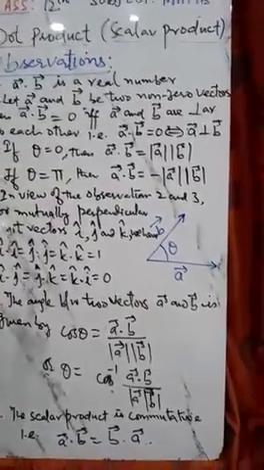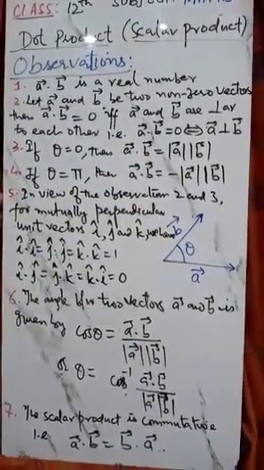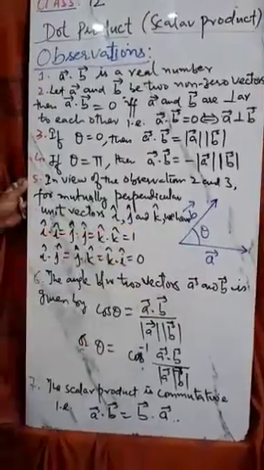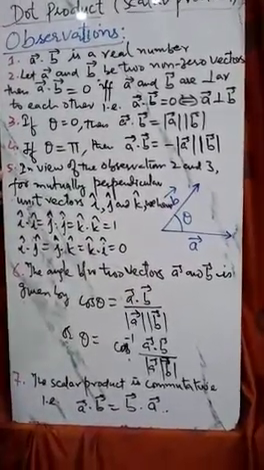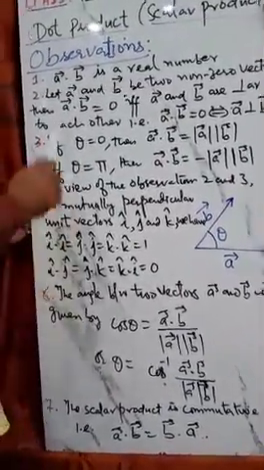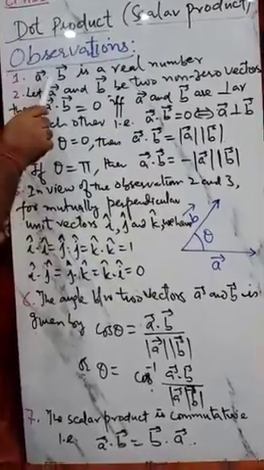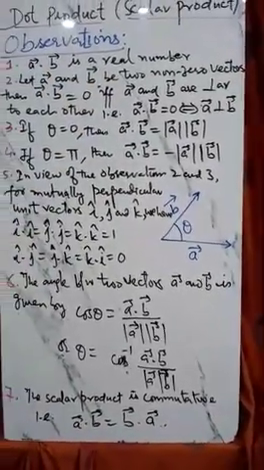Now observations. What are the observations? सबसे पहली ऑब्जर्वेशन ये है कि अगर A and B are two vectors and their dot product is equal to magnitude A into magnitude B into cos theta, then the dot product of vectors A and B is a real number. ये पहला ऑब्जर्वेशन हमारा है.